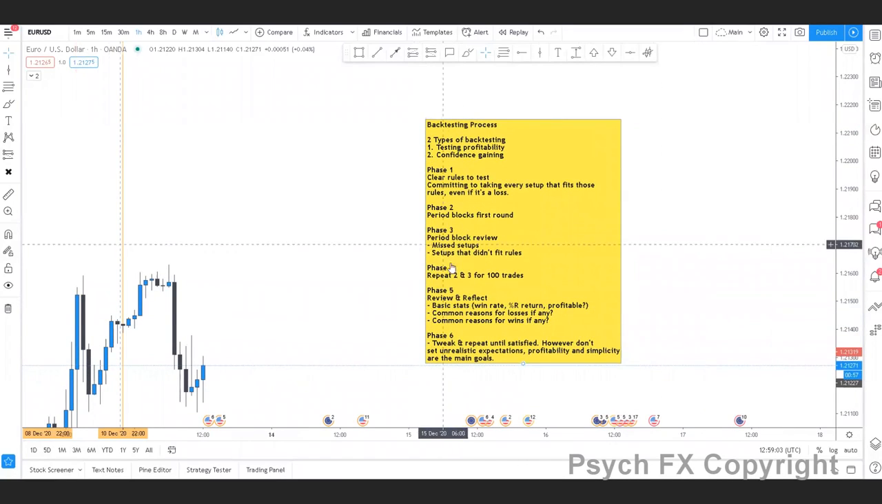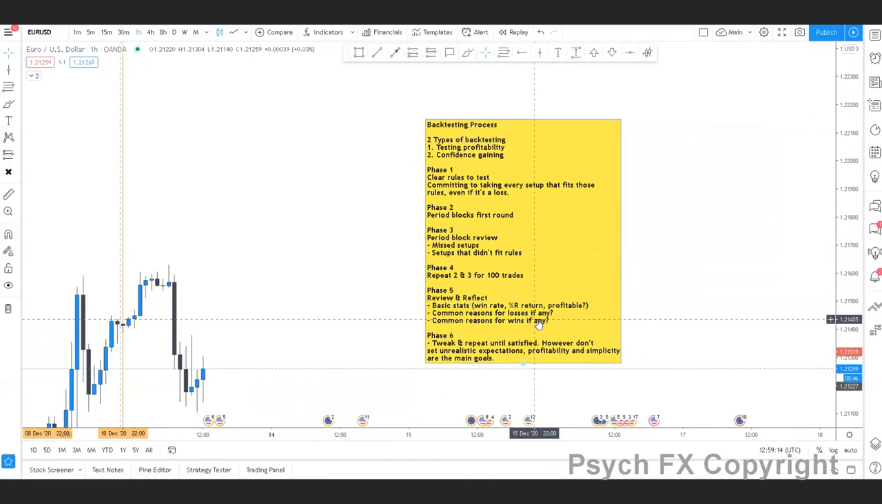Now, I mentioned in phase 3 that there were 2 key elements, 2 key phases of this backtesting process in general. And phase 5 is another one of those, and it's review and reflect. Okay. So it's very self-explanatory and probably the part that you're most familiar with.